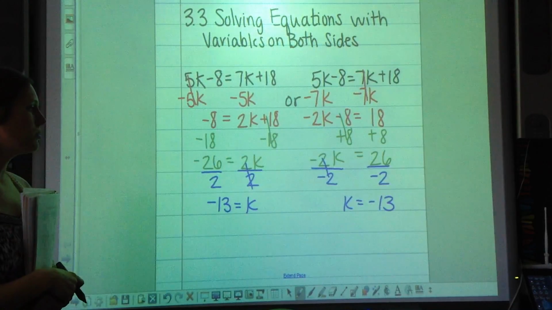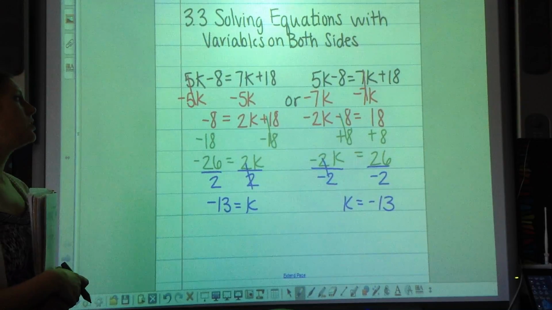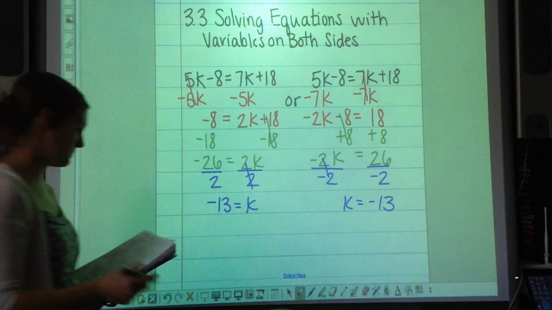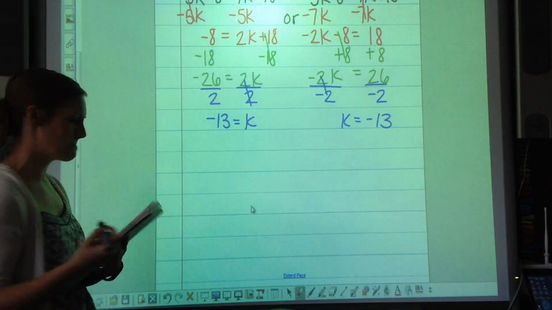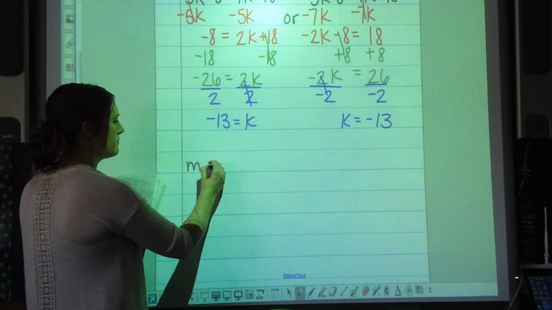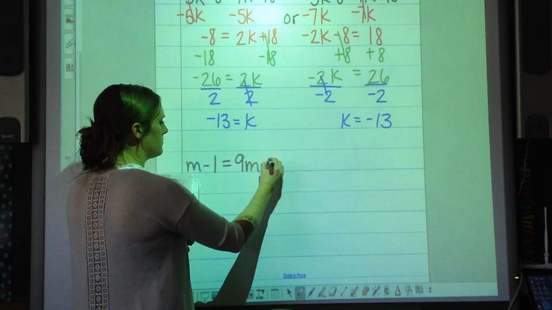So that's proof that no matter which side you collect the variables on, the left side or the right side, you will get the same answer. Let's try a different problem. m minus 1 equals 9m plus 15.